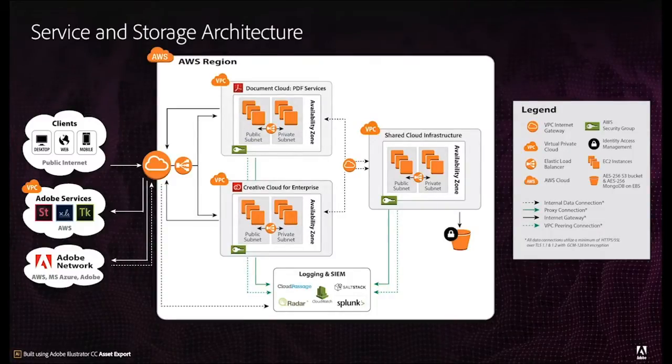So looking at this whole diagram, you can track the steps that a piece of content goes through. For example, say you want to upload a file to assets.adobe.com, you'll start from the CCE client cloud, which makes a request using HTTPS/TOS to the CCE VPC's public subnet.